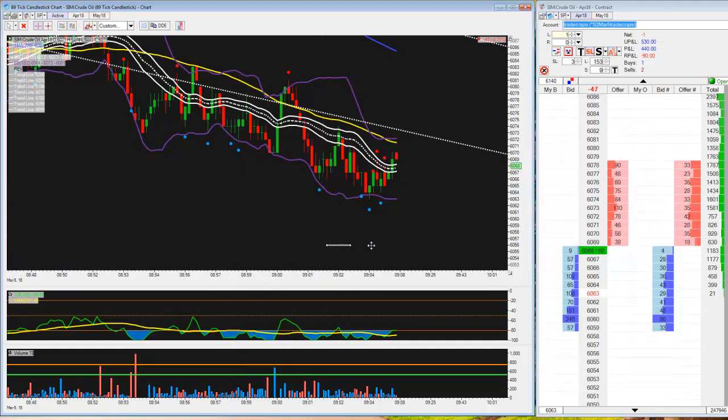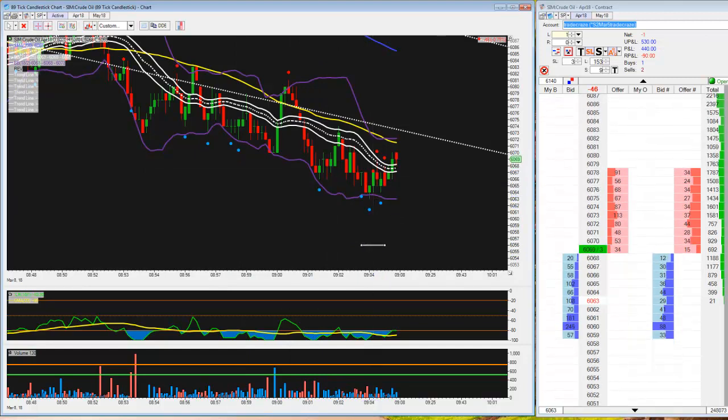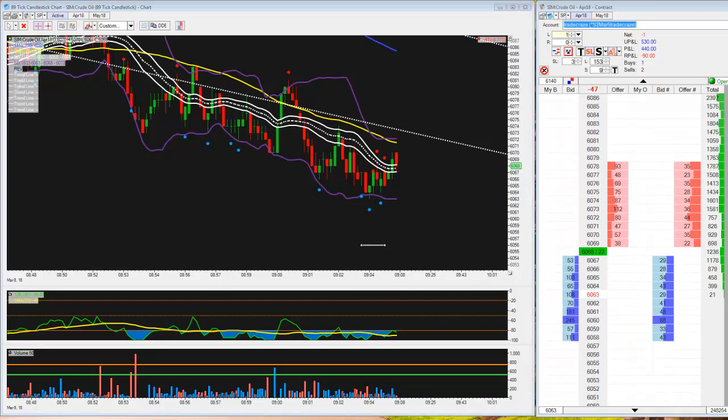Stair stepping down on the lows. Controlled, kind of controlled fall here.